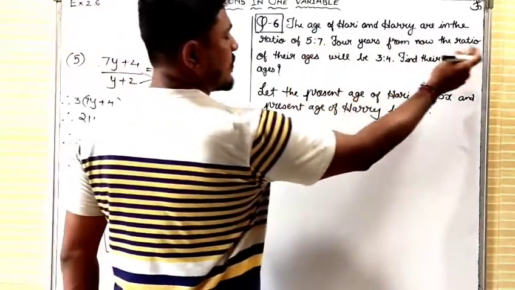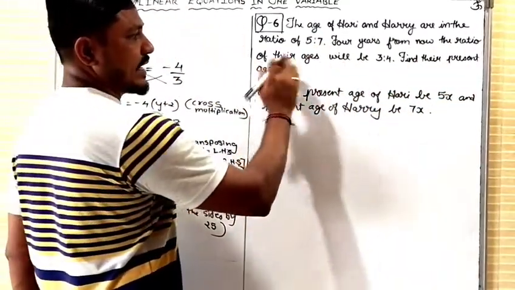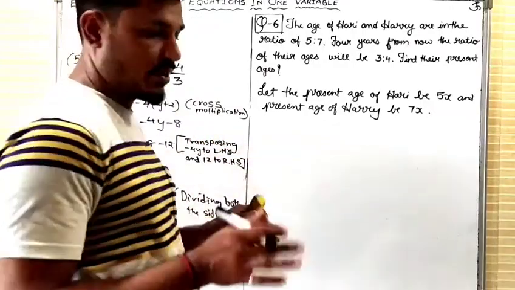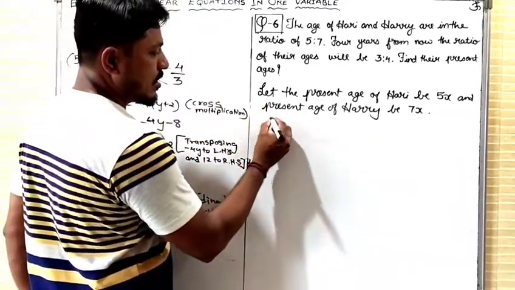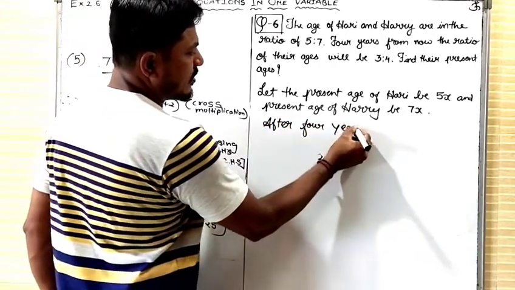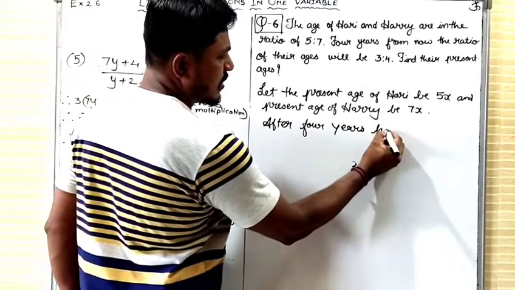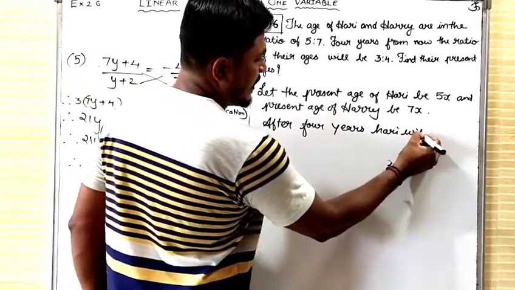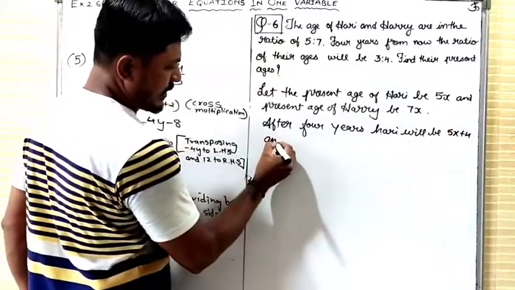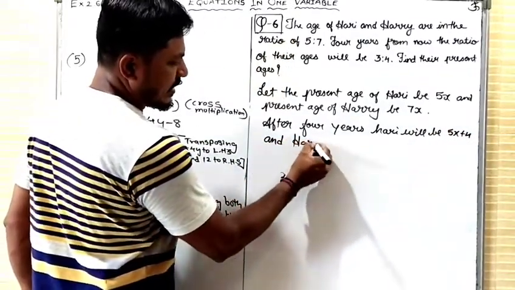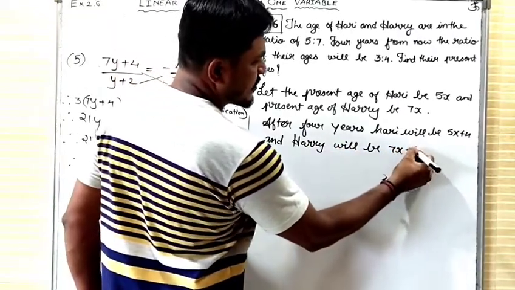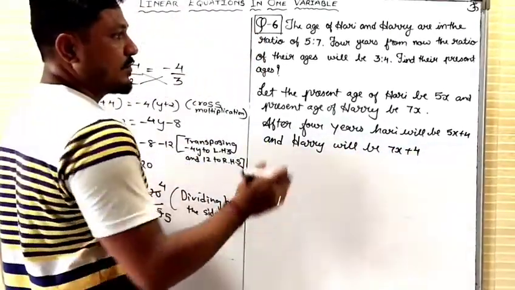Now 4 years from now, their ages will be in the ratio 3:4. So we have to find their ages after 4 years. So after 4 years, Hari will be 5x plus 4 and Harry will be 7x plus 4.